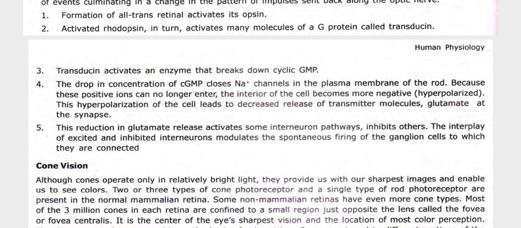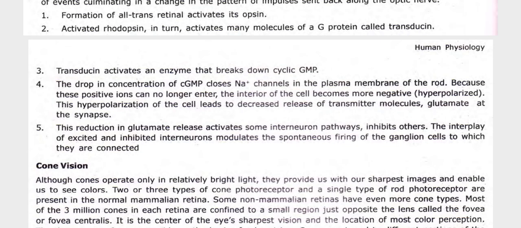Formation of all-trans retinal activates its opsin. Activated rhodopsin in turn activates many molecules of a G protein called transducin. Transducin activates an enzyme that breaks down cyclic GMP. The drop in concentration of cGMP closes Na plus channels in the plasma membrane of the rod. Because these positive ions can no longer enter, the interior of the cell becomes more negative, or hyperpolarized. This hyperpolarization of the cell leads to decreased release of the transmitter molecule glutamate at the synapse. This reduction in glutamate release activates some interneuron pathways and inhibits others. This interplay of excited and inhibited interneurons modulates the spontaneous firing of the ganglion cells to which they are connected.